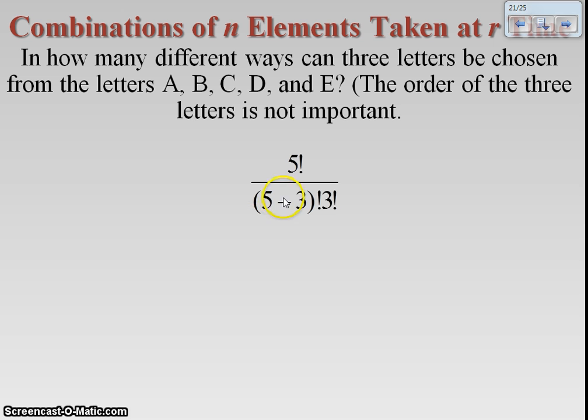So I'll plug in 5 for my N, 3 for my R, or you can work this out on your calculator if you wish. So 5 factorial over 2 factorial times 3 factorial, which does come out to be 10. And again, if you do 5 and then the capital C 3, 5 choose 3, it also will give you 10.